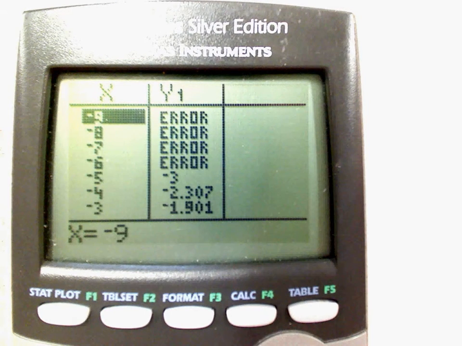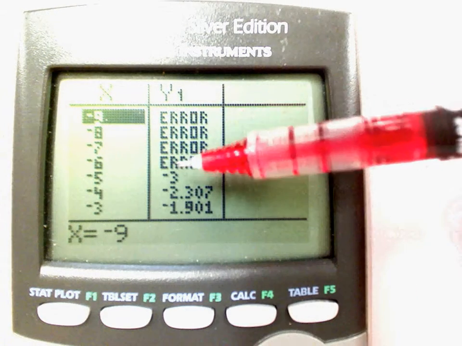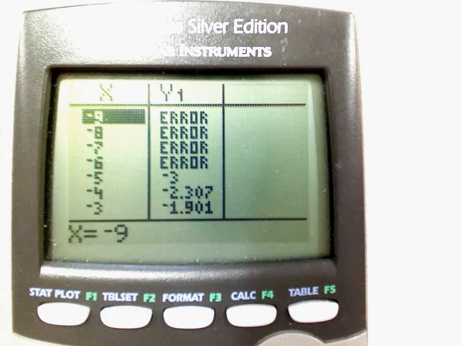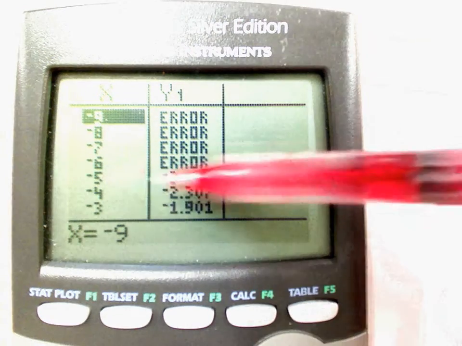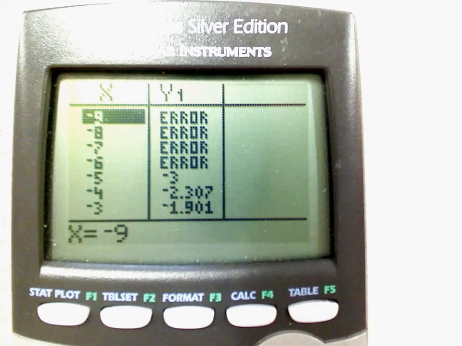Okay, now notice how when you look at your table, negative 6 says error, right? Which is why that's my vertical asymptote, okay? So the first point that I see is negative 5, negative 3, right? Okay, so let's plot that point, guys. Plot the point negative 5, negative 3.